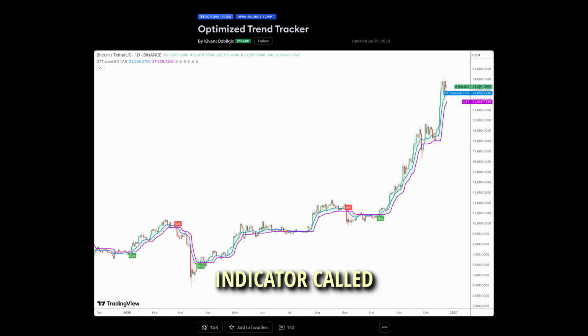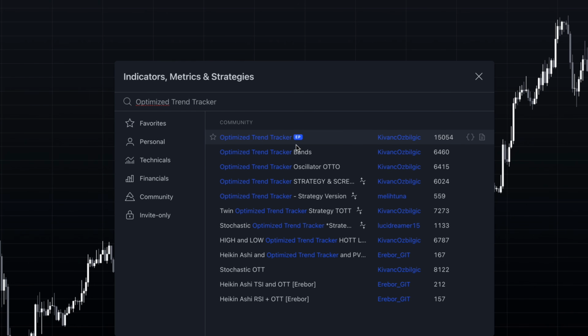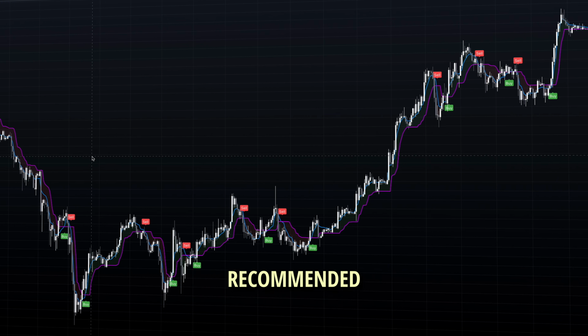This TradingView indicator, called the Optimized Trend Tracker, or OTT for short, was developed by Kivanc Ozbilgic. Later in the video, I'll walk you through its practical application and my recommended settings.